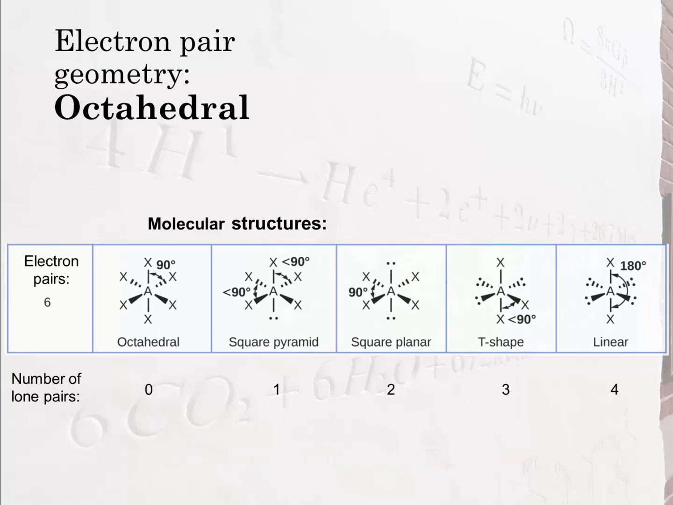Finally, we have an octahedron, which can be octahedral, square pyramidal, square planar, T-shaped, or linear, depending on the number of lone pairs. Although all the positions in an octahedron are the same, when there are multiple lone pairs, they're placed to stay as far apart as possible. This is why, for example, the square planar shape has two lone pairs that are on the opposite side of the molecule from each other.